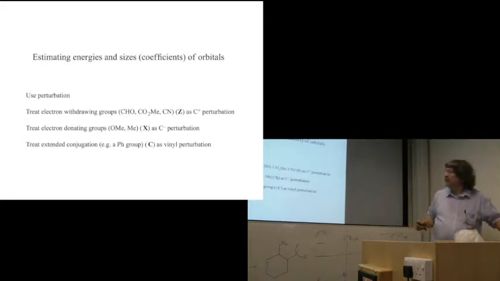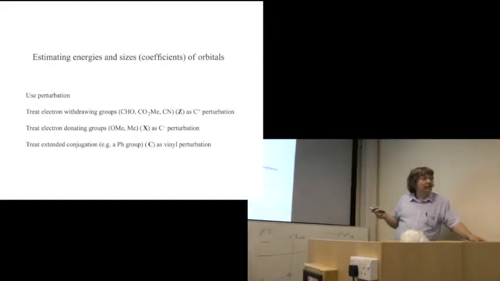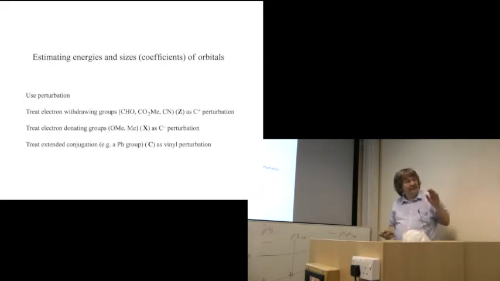Okay. So we're using perturbation to predict them. And so electron withdrawing groups, we're treating as a C plus perturbation. So we had acrolein, but you can think of lots of other things which are electron withdrawing groups. Things like esters, cyanides, anything like that. Electron donating groups, such as O-methoxy, and critically, alkyl groups. Now this is not obvious, because after all, a methyl group doesn't have a lone pair.